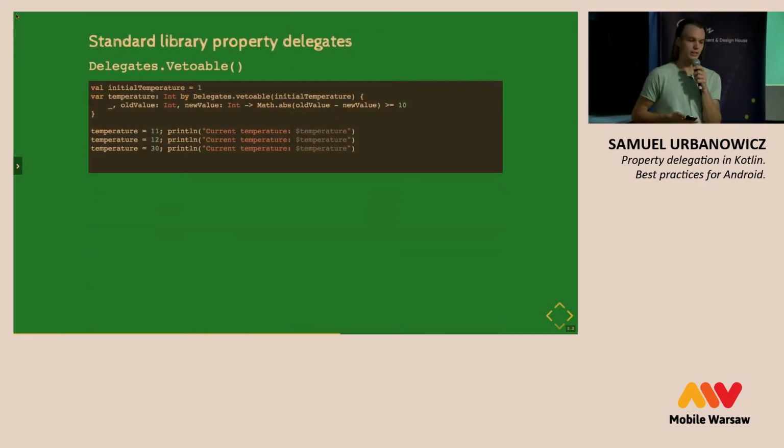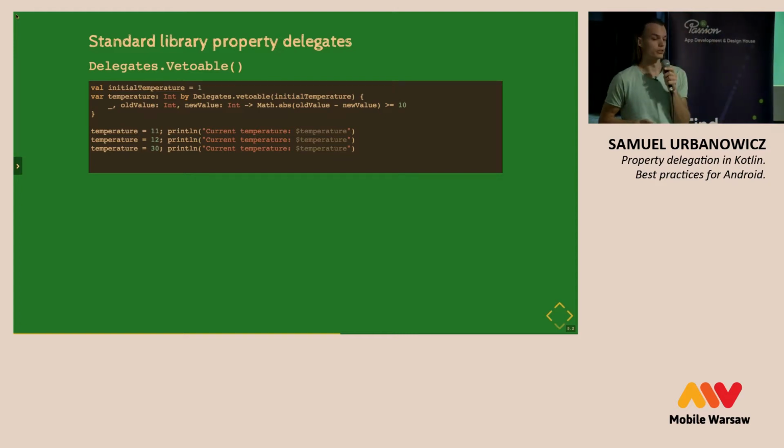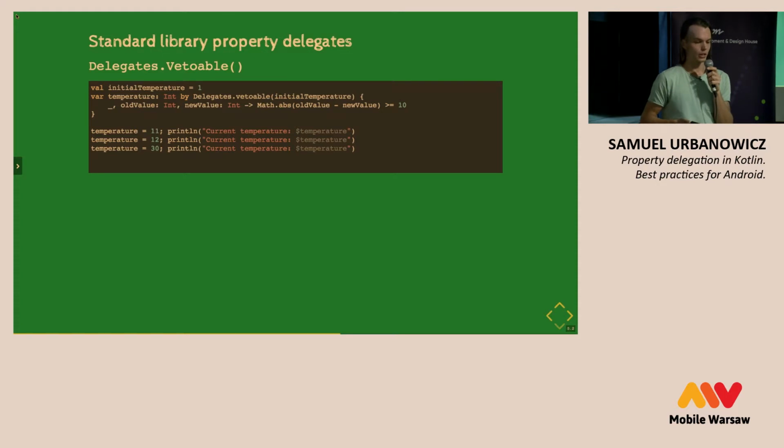Another useful property delegate is called vetoable, and it looks similar to observable, but it is responsible for restricting updates to our property by performing a check whether we would like to update the property or keep the old value. Here we are creating the temperature property, and we are delegating it to the object returned by the vetoable function, which also takes two arguments, the initial temperature and a function, which should return a Boolean value.